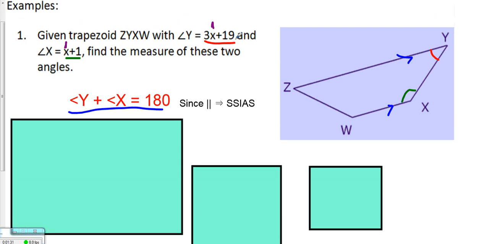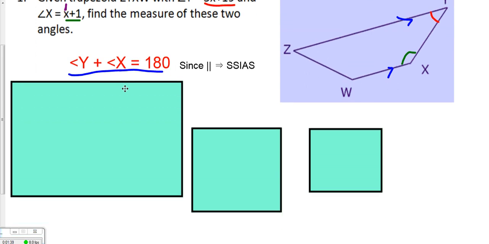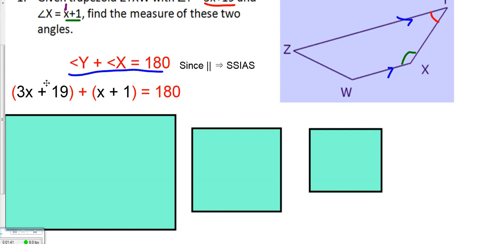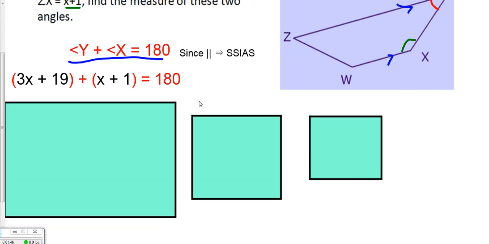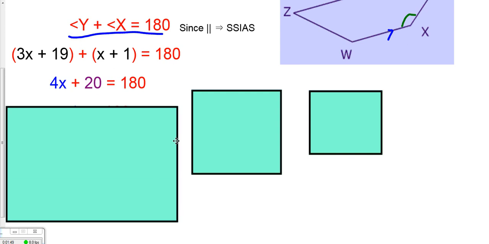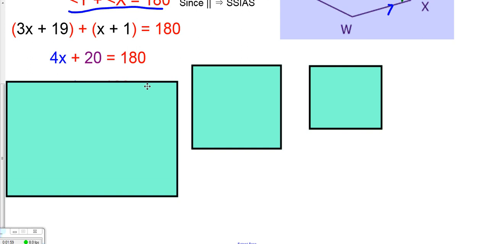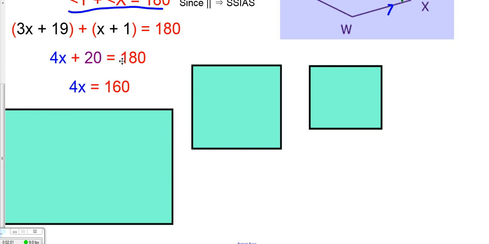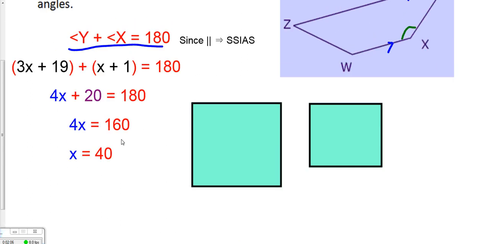Well, we also know that angle Y is the same thing as 3x plus 19, and angle X is the same as x plus 1. So we can just substitute those values in right here for Y and here for angle X. So now all of this equals 180. Simplifying it down, 3x and this x over here would combine to 4x. 19 and 1 would combine to 20. So we have 4x plus 20 equals 180. Subtract 20 from both sides, and we have 4x equals 160. Divide by 4, and we'd get x equals 40.